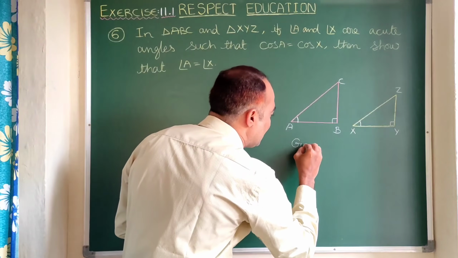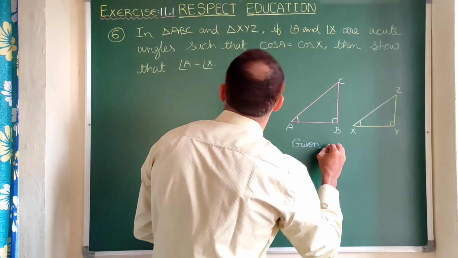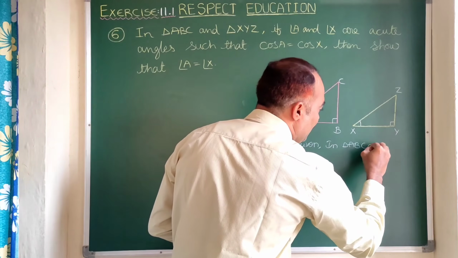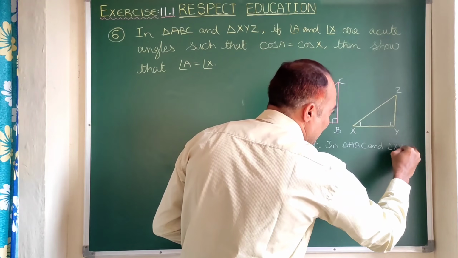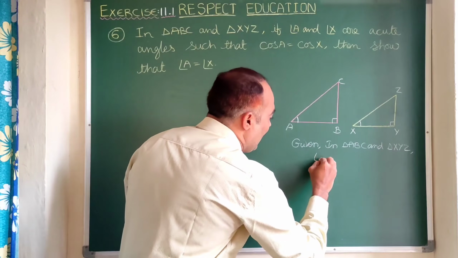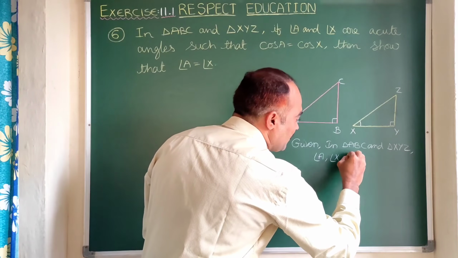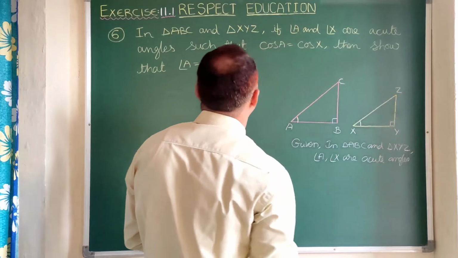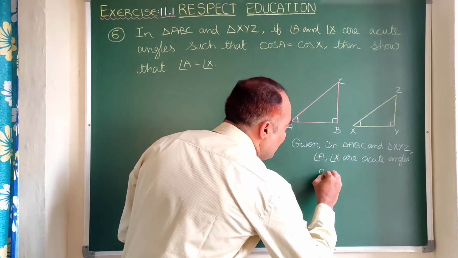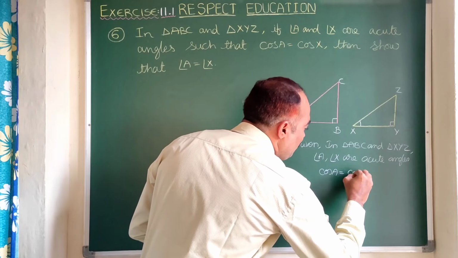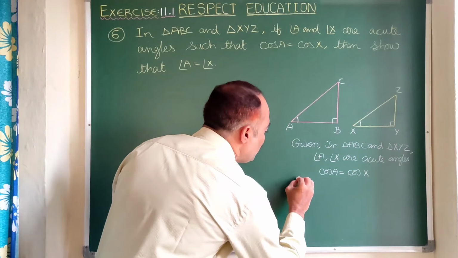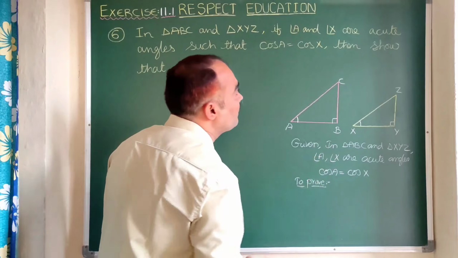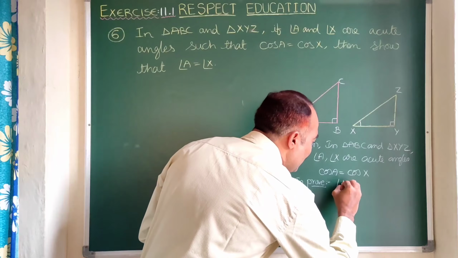Finally, we have to prove angle A equal to angle X. First, let us write the given conditions. Given, in triangle ABC and triangle XYZ, what is given here? Angle A, angle X are acute angles. These are acute angles. And also given cos A is equal to cos X. Now to prove, what to prove here? Angle A is equal to angle X.